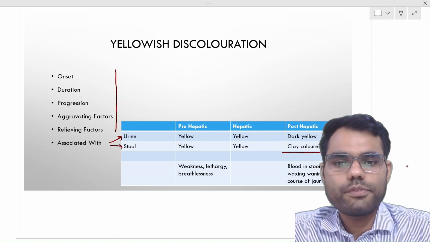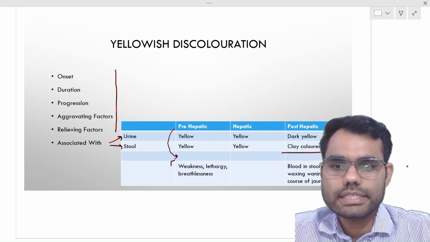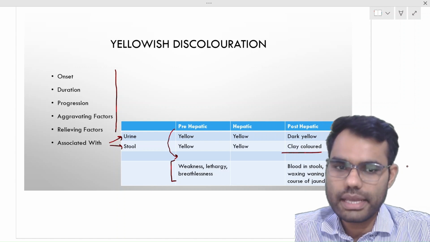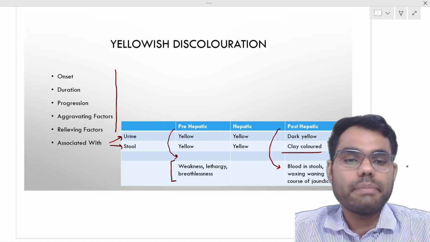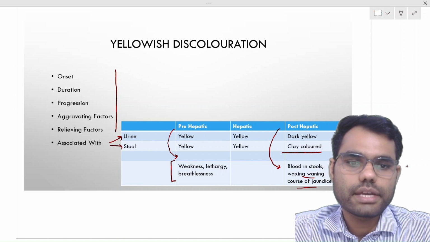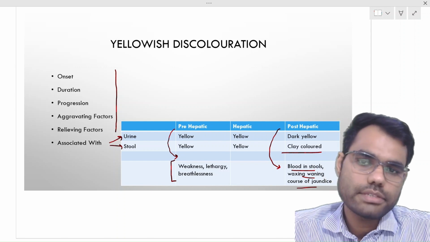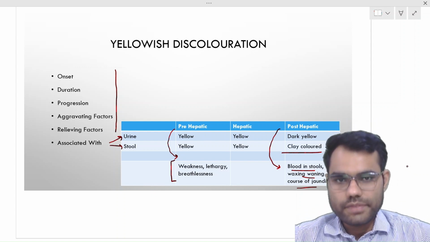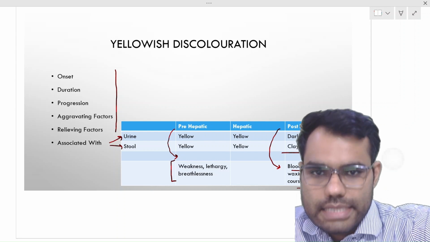And also we should look for, like in pre-hepatic, it is usually because of hemolytic anemia, so we should ask about the associated complaints of anemia again. In post-hepatic, there can be a possible cause of, for example, malignancy of the pancreatic head. So there can be a waxing waning course of the jaundice. There could be blood in stools, right? So all these associated complaints also we can describe in yellowish discoloration of the skin, eyes or urine, right? So this is how you will describe your chief complaints in detail.